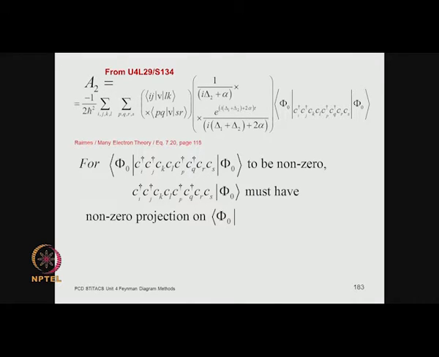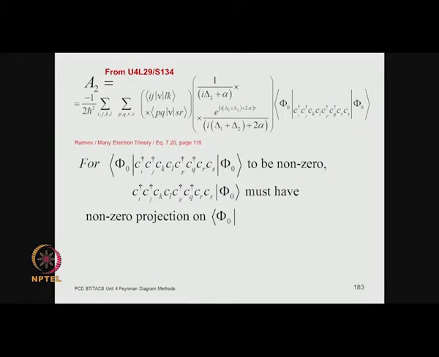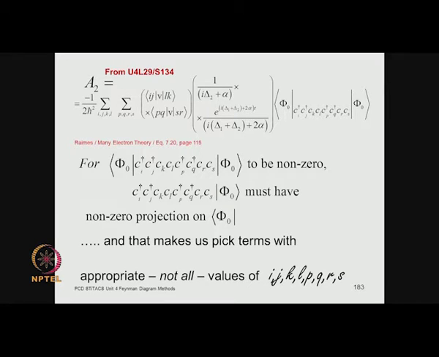For example, if Cr and Cs are the same, you will get 0 contribution. If 2 of these creation operators are the same, or 2 of these destruction operators are the same, you will get 0. Or if you try to destroy a particle which is not there, or if you try to destroy a particle from a state which is above the Fermi level when it has not been excited yet in the free electron state, then you will get a 0 contribution. So, IJKL and PQRS cannot be arbitrary indices, they can only be some chosen sets.